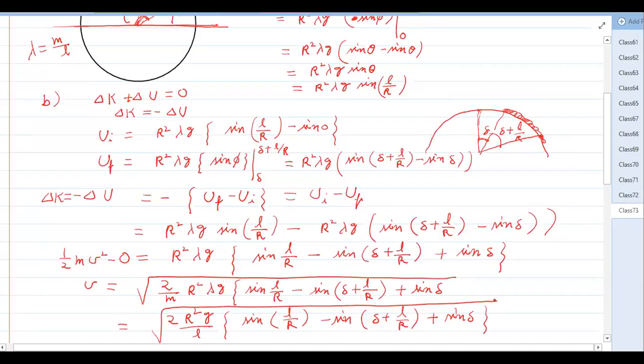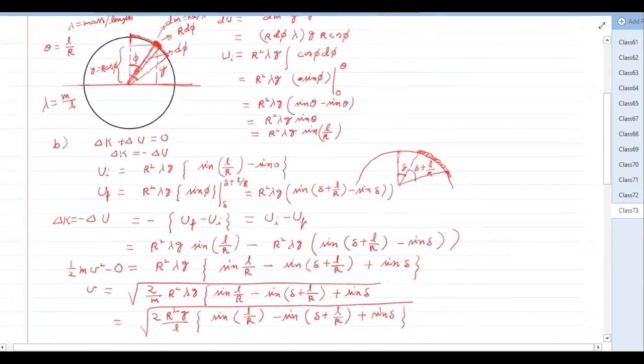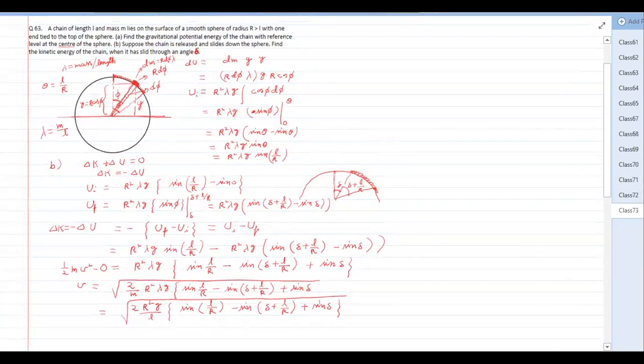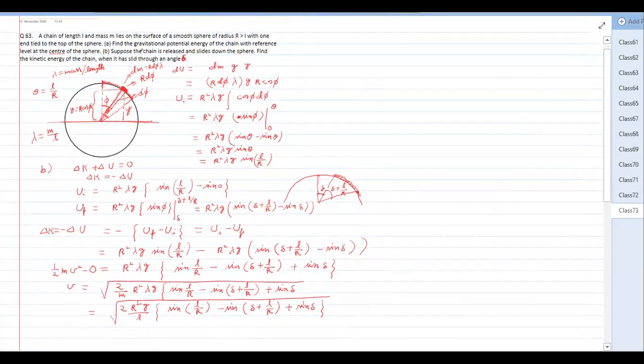In this way we can solve this kind of question. So what are the things in this problem? First, we have to use integration to find the potential energy in a given configuration. That was the first part. In the second part, it is asking that if the chain is released and slides down, find the kinetic energy of the chain when it has slid by angle delta. This is the initial energy which we have calculated, then we need to find the final energy when the chain has slid by angle delta.